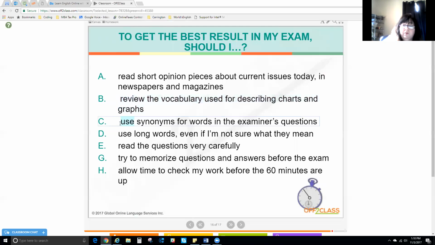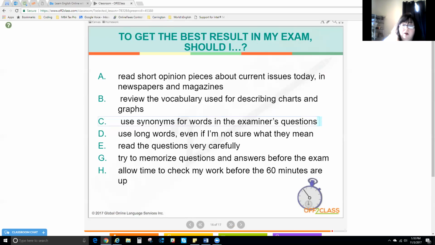Use synonyms for words in the examiner's questions. Well, in your response, I guess, if you are able to use synonyms when you're formulating your response, you're going to demonstrate your vocabulary level. So it wouldn't be a bad thing to do that. Just make sure you absolutely know what you're using. You don't want to change the meaning.